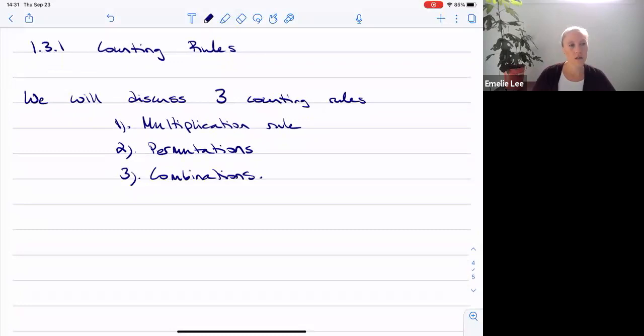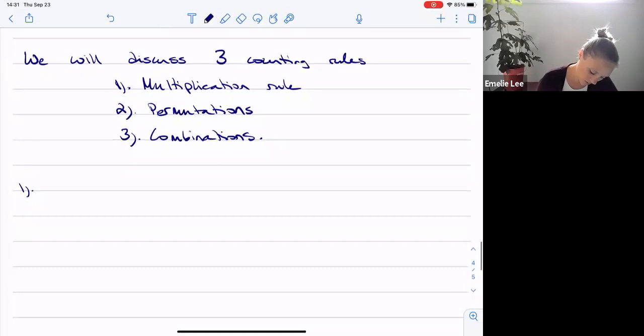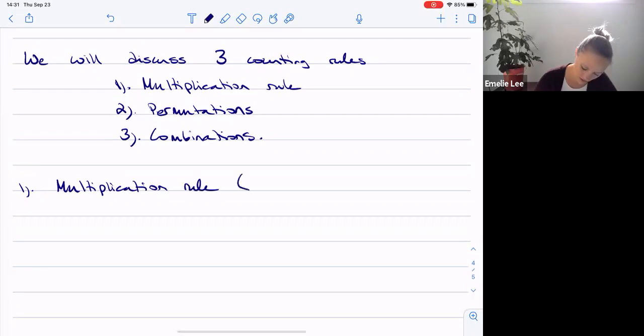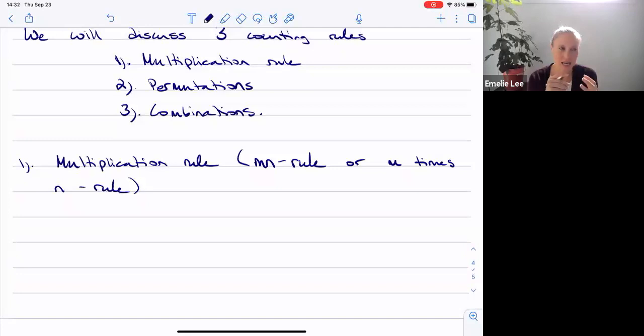So starting with the multiplication rule, it's a nice place to start. In fact, we've already used it with those dice, right? So the multiplication rule is also called the MN rule or M by N rule or M times N rule. Okay. So we're going to establish a set with M elements and a set with N elements. And I know that's hard to differentiate, especially when you're just listening, so it helps if I write them down.